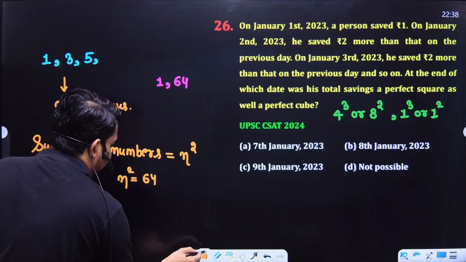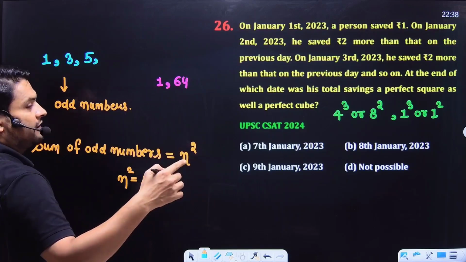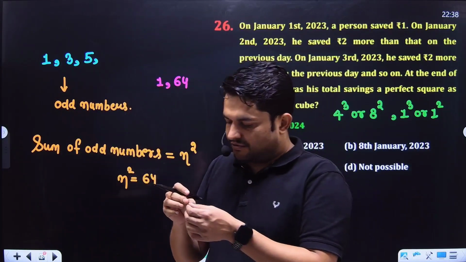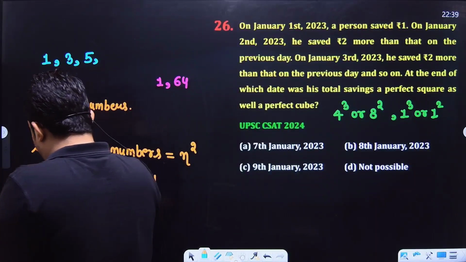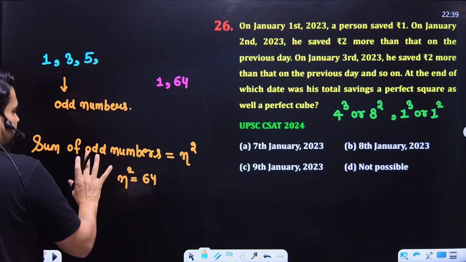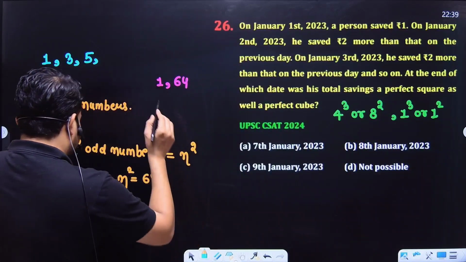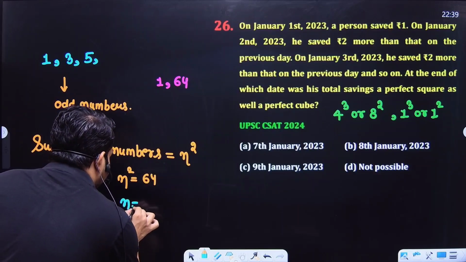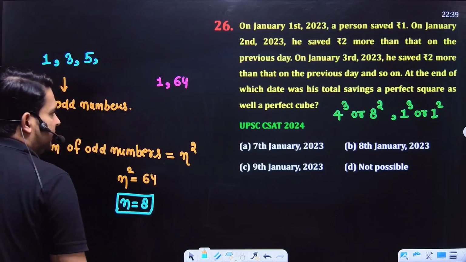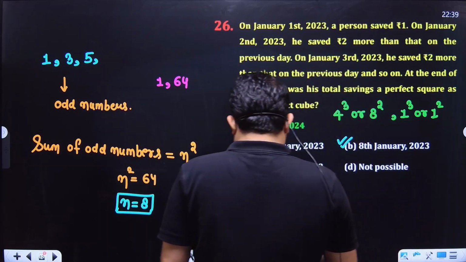In next questions, I will tell you how to write perfect squares or perfect cubes, and how you can write multiple numbers as perfect squares or perfect cubes, because there is a question based on that particular concept. See, here 64 is nothing but 4 cube or 8 square. So here n is equal to 8. Means on the 8th day, his sum will become equal to 64. So on 8th of January 2023, his sum will become 64.